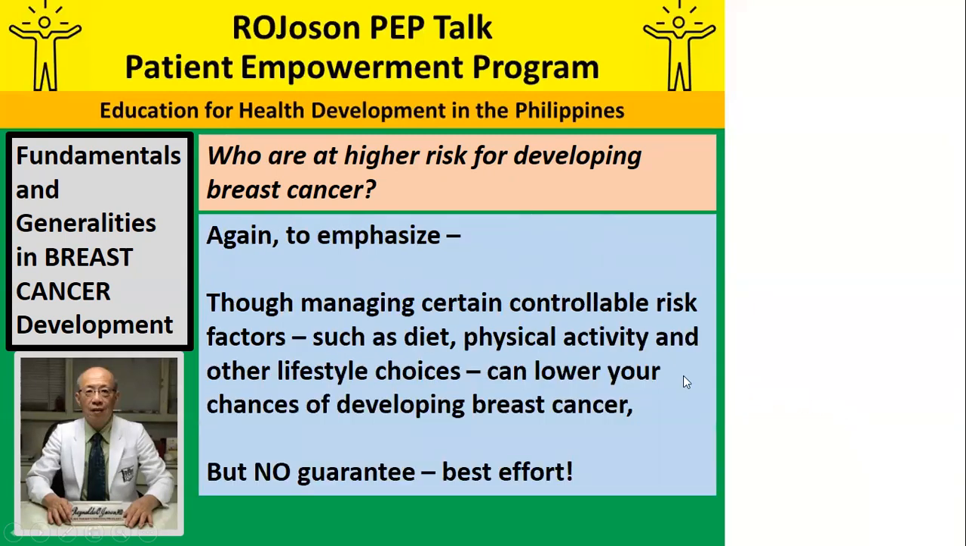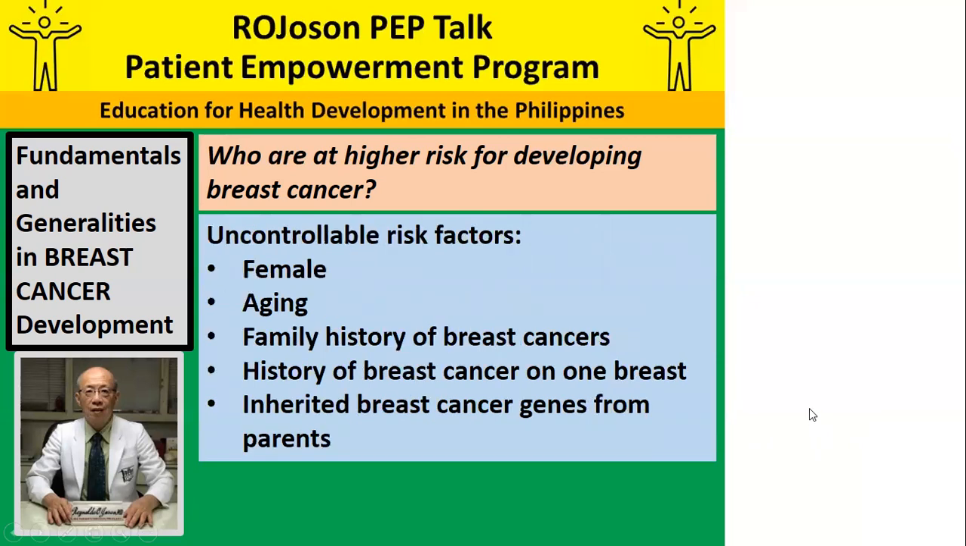Again, to emphasize, though managing certain controllable risk factors such as diet, physical activity, and other lifestyle choices can lower your chances of developing breast cancer, there is no guarantee. So these are the uncontrollable risk factors: being female, aging, family history of breast cancer, history of breast cancer in one breast, and inheriting a breast cancer gene from the parents.